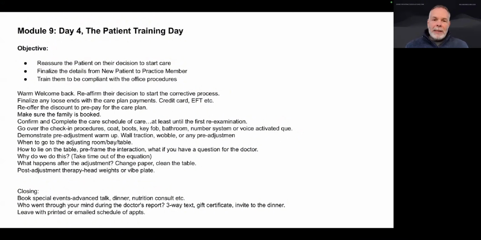And this was all done in a very compassionate way, but it was done in the fact that, hey, we're on a mission to save lives here. And there's a lot of people that need care. So we just want them to be part of the team and part of the mission. And this is all being part of the mission. So we pre-frame that interaction. The doctor would come in, then do the adjustment. He or she would try to be very specific.